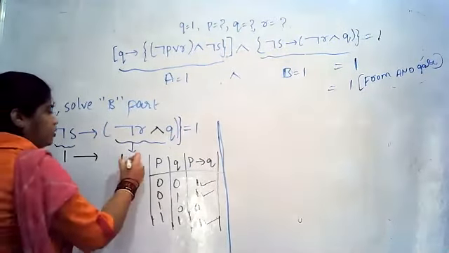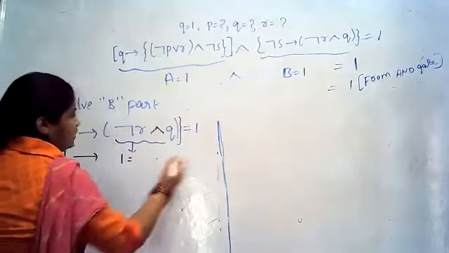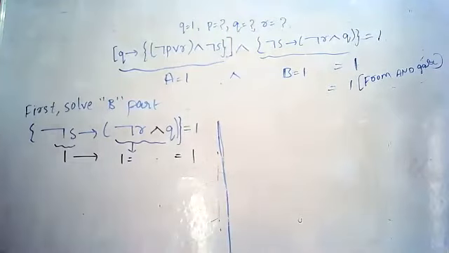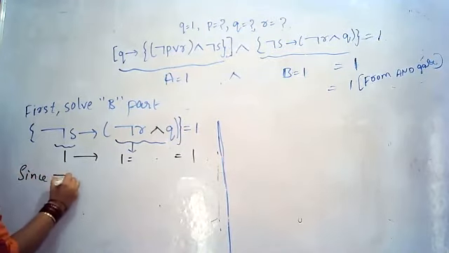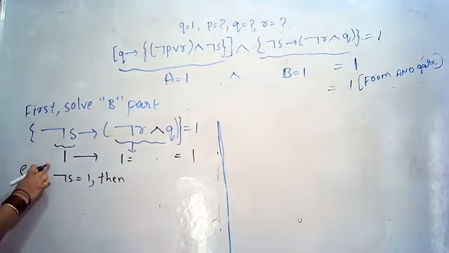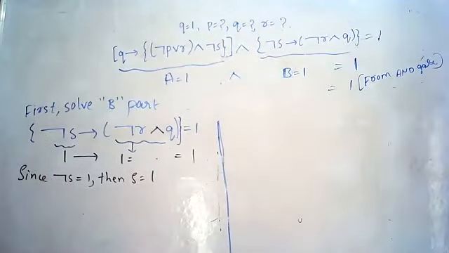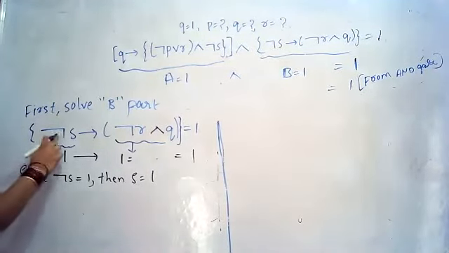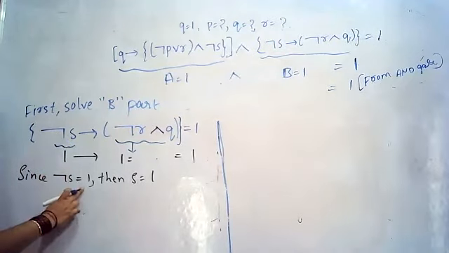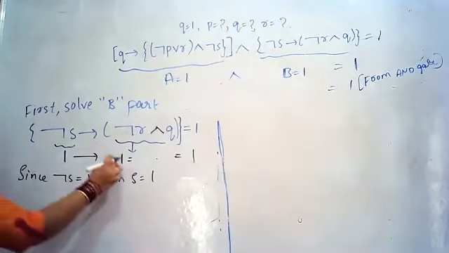So this will be equal to 1. Since negation S is equal to 1, then what will be S? S is equal to 1. Now see here, I got negation S is 1, then S is equal to 1. Negation means what? Reverse.